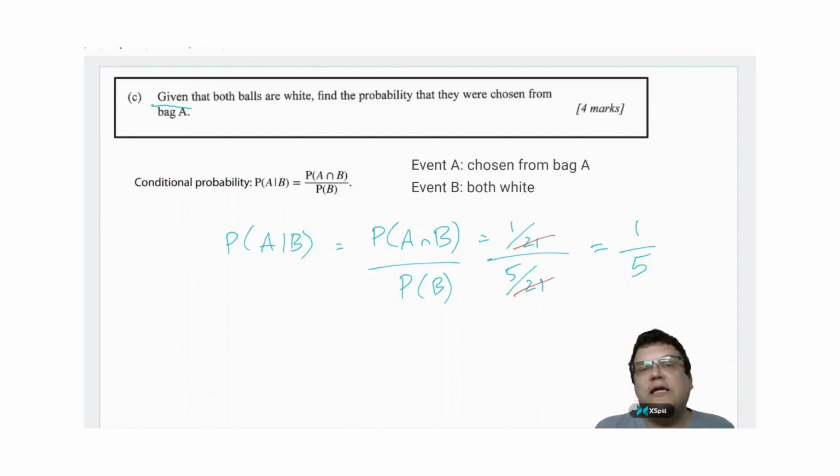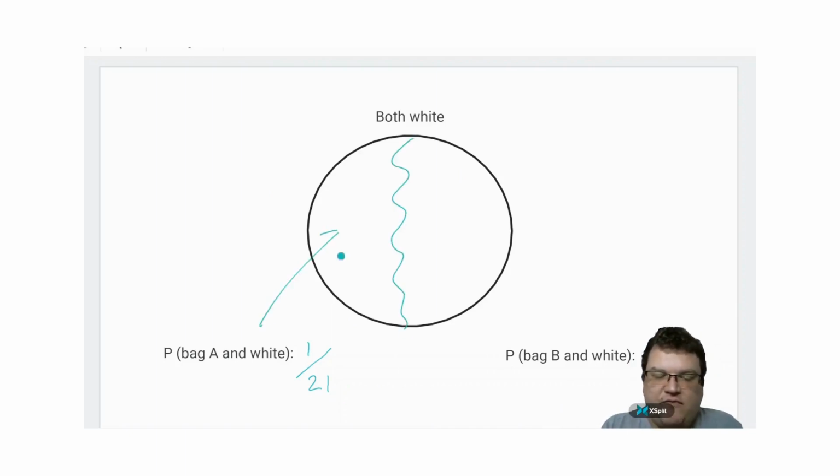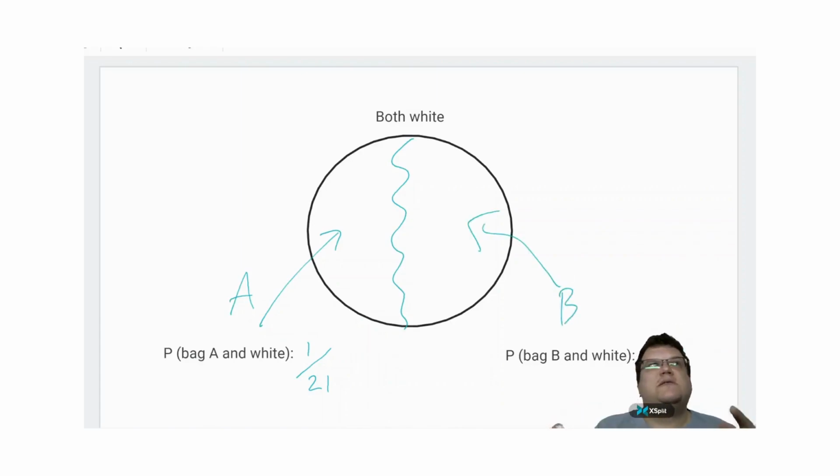Now, some people do struggle a little bit conceptually with what this formula is and how it works. So perhaps a different way of explaining why it works would be to think about this outcome of getting 2 white balls in this scenario. Now, if you think of this as a Venn diagram, this is just the region representing all the outcomes where both balls are white. Now, some of these are going to have come from bag A, and some of these are going to have come from bag B. What we have to do in this scenario is figure out what proportion came from each.